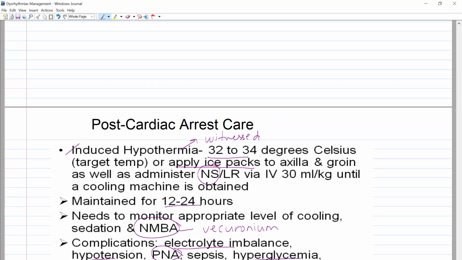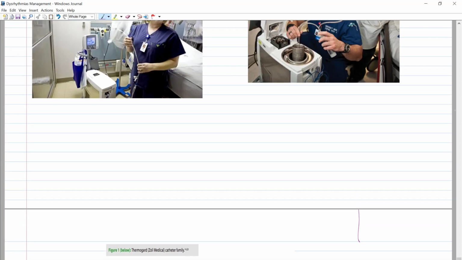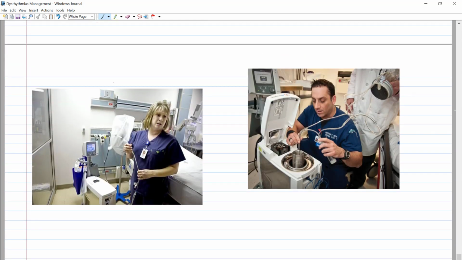So I'm going to show you the ice machine that we use. This is the ice machine. As nurses, we're the ones who will set it up. As you can see on this monitor here, this is where you will put your target temperature, 32 to 34 degrees, depending on where you work. As a nurse, we will set it up there. It's easy to set up.